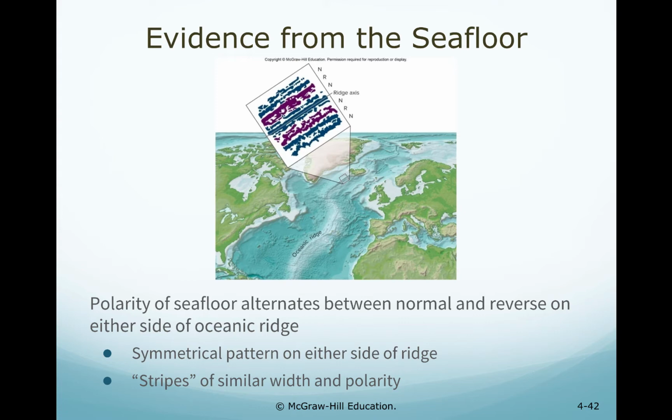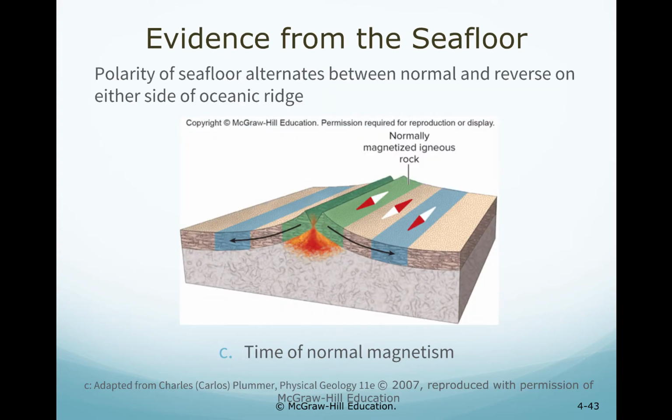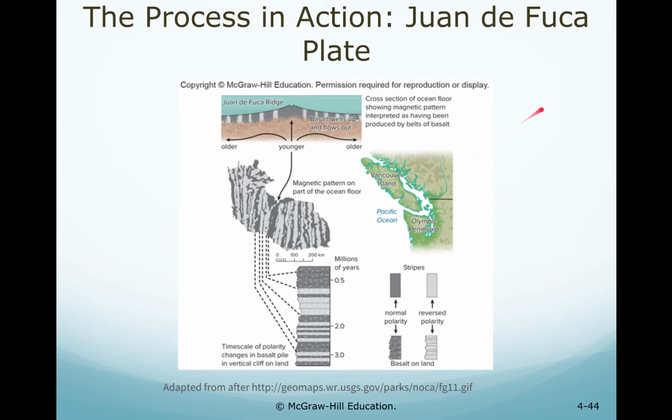The symmetrical pattern on either side of the ridge: there are stripes of similar width and polarity. The polarity of the seafloor alternates between normal and reverse on either side of the ocean ridge. Here's a diagram of a cross-section of the ocean floor showing the magnetic pattern that's interpreted as having been produced by belts of basalt.